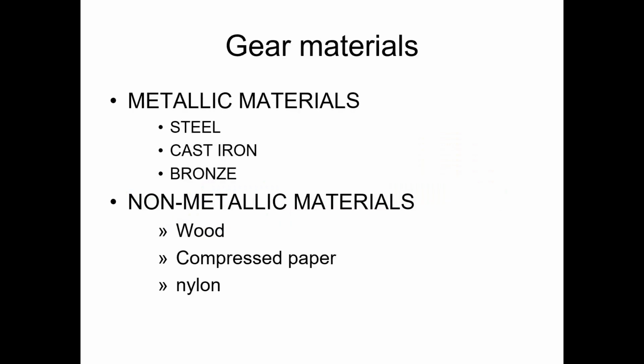What kinds of materials can be used in gears? We have metallic and non-metallic materials. Metallic materials include steel, cast iron, and bronze. Non-metallic materials include wood, compressed paper, and nylon.